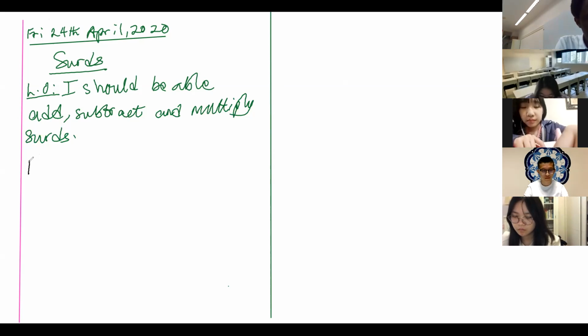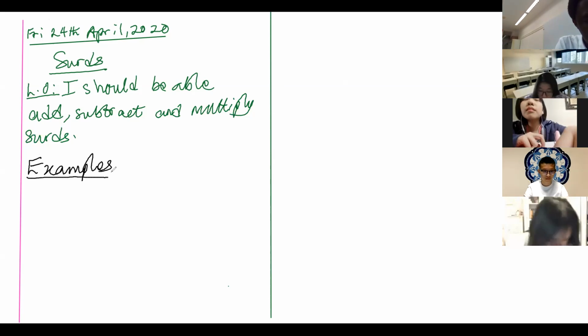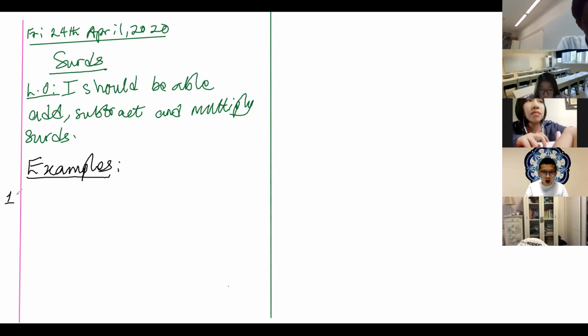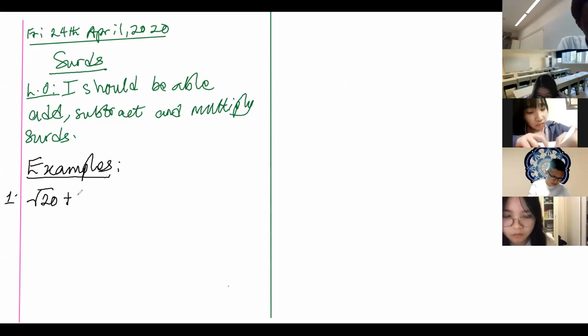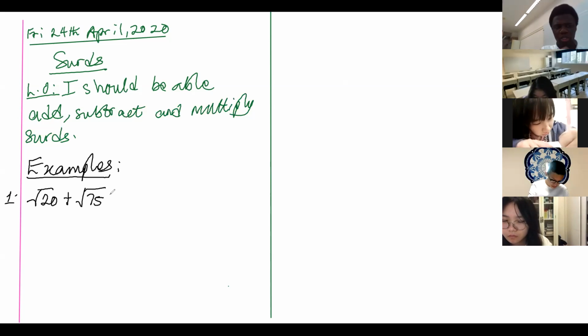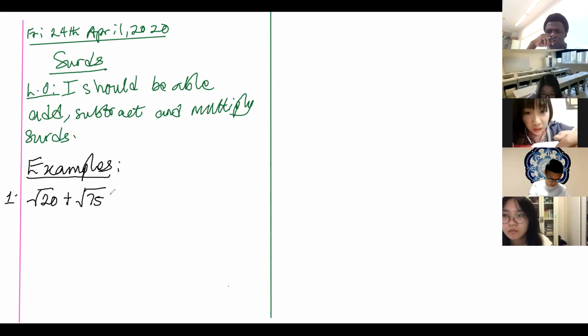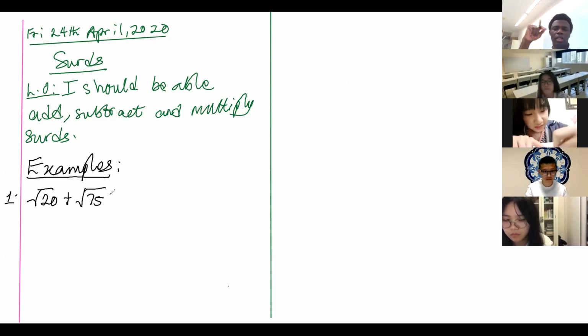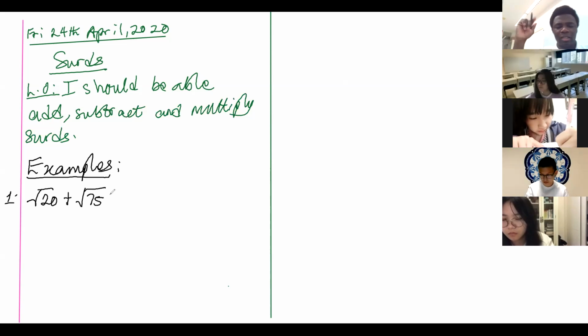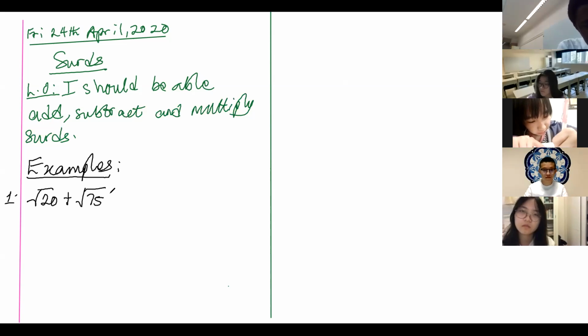So let's say we have root 20 plus root 75. Do they look like they are like surds? No, but you can simplify them. We can simplify. Good. When looking at it at first, they look like they are not like surds, but we can simplify. So your root 20 will be root 4 times 5.